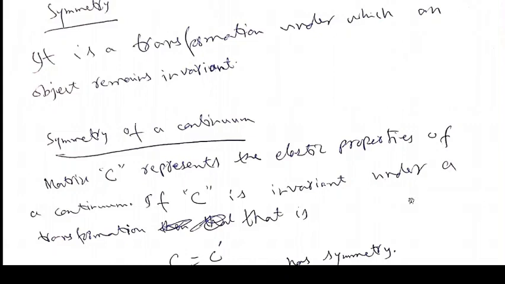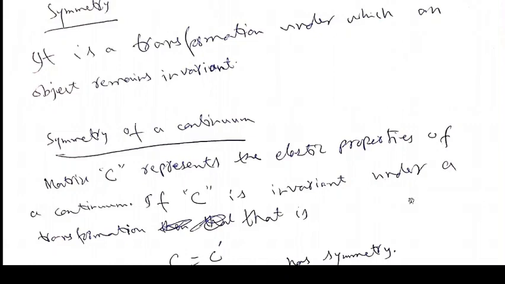Now, symmetry. Symmetry is basically a transformation under which an object remains invariant. Say you have y equal to x squared. If you apply the transformation that changes y to y and x to minus x, you will again have y equal to x squared. There is no change in that equation. So this transformation will work as a symmetry transformation for y equal to x squared, which is symmetric along the y axis.